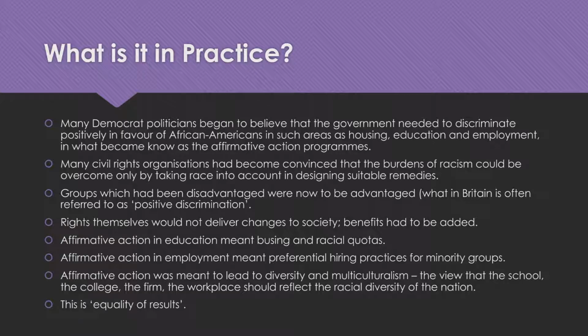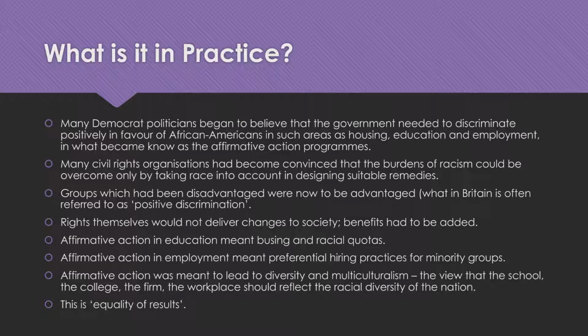So let's go into more of an idea of what it is in practice. Many Democrat politicians believed that the government needed to discriminate positively in favour of African Americans in such areas as housing, education and employment in what became known as affirmative action programs. Many civil rights organizations had become convinced that the burdens of racism could only be overcome by taking race into account and designing suitable remedies. Groups which had been disadvantaged were now to be advantaged. In Britain, we call it positive discrimination, because we have a way with words over here.